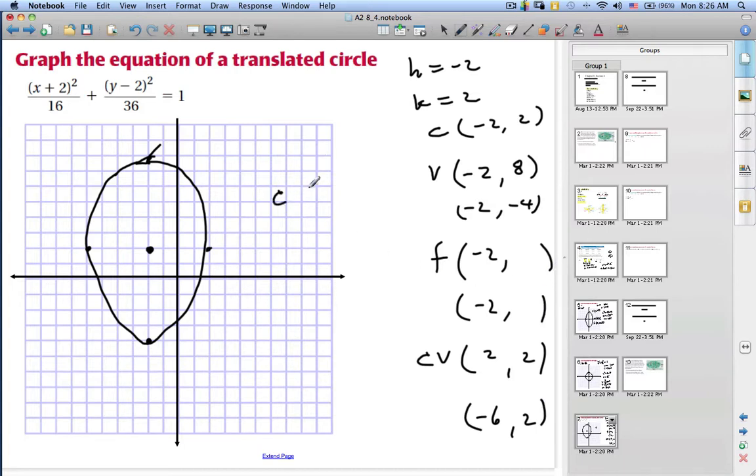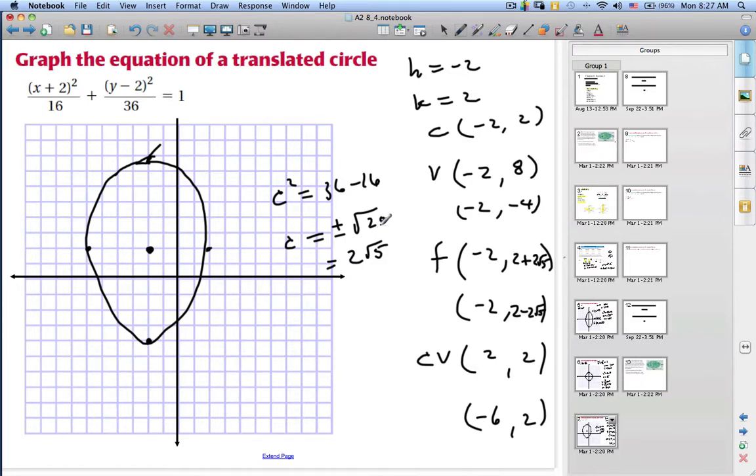And then I want to find the distance to my focus. So c squared will be equal to 36 minus 16. So c will be equal to plus or minus root 20, which would be 2 root 5. So over here, I'm going to take 2 root 5, and I'm going to add it to 2. So it'll be 2 plus 2 root 5. And here it'll be 2 minus 2 root 5, because we moved in each direction. Okay, you could make this into a decimal if it made you happier. That would be fine.